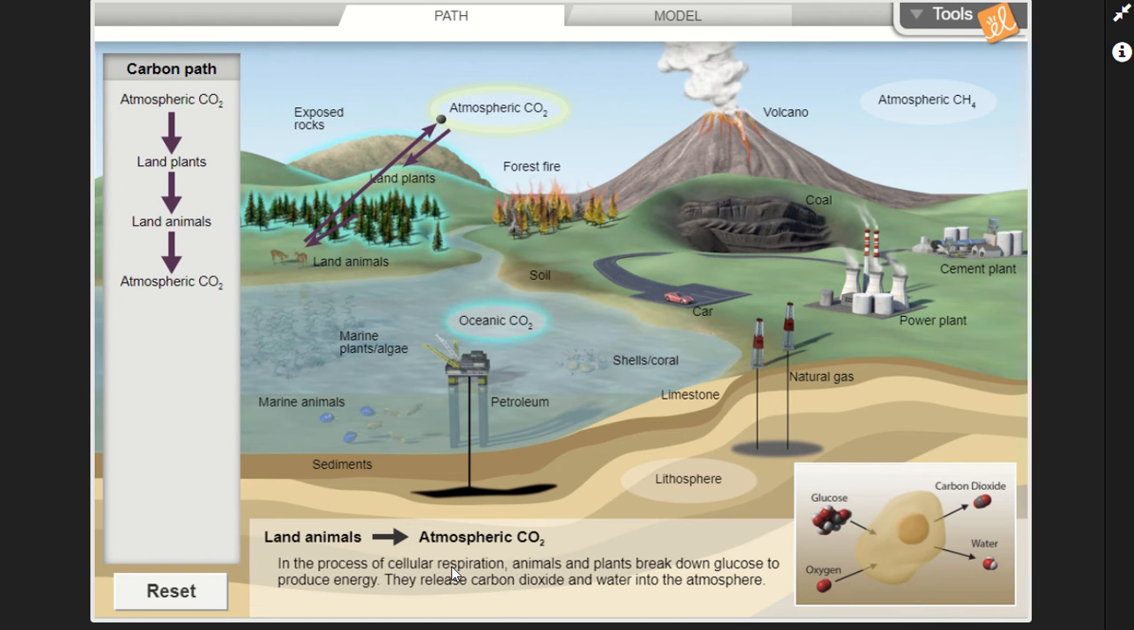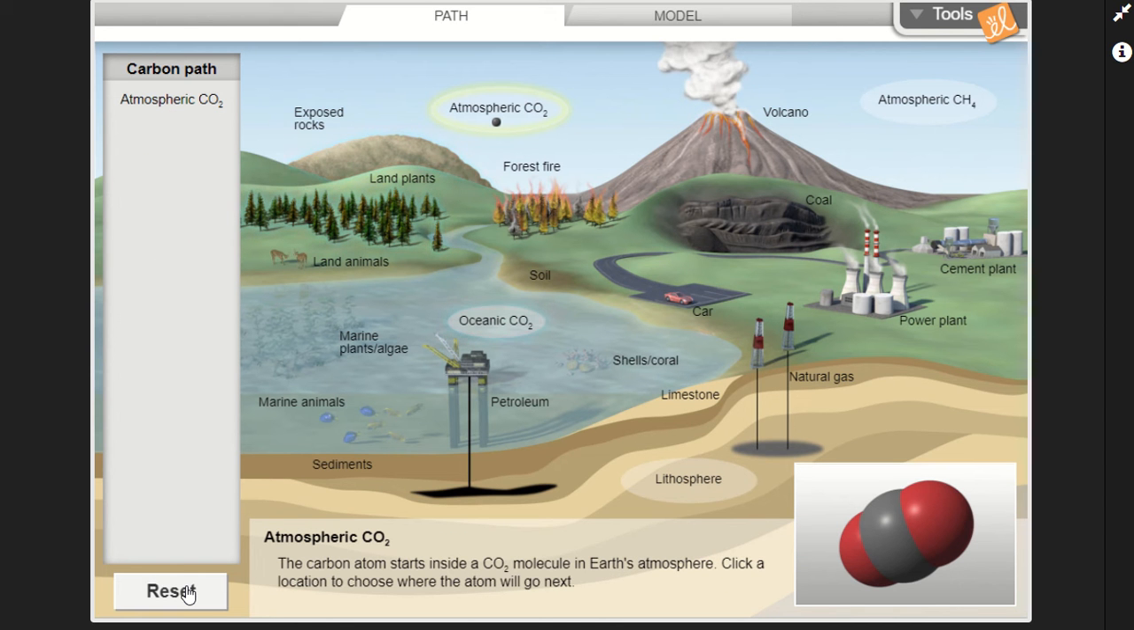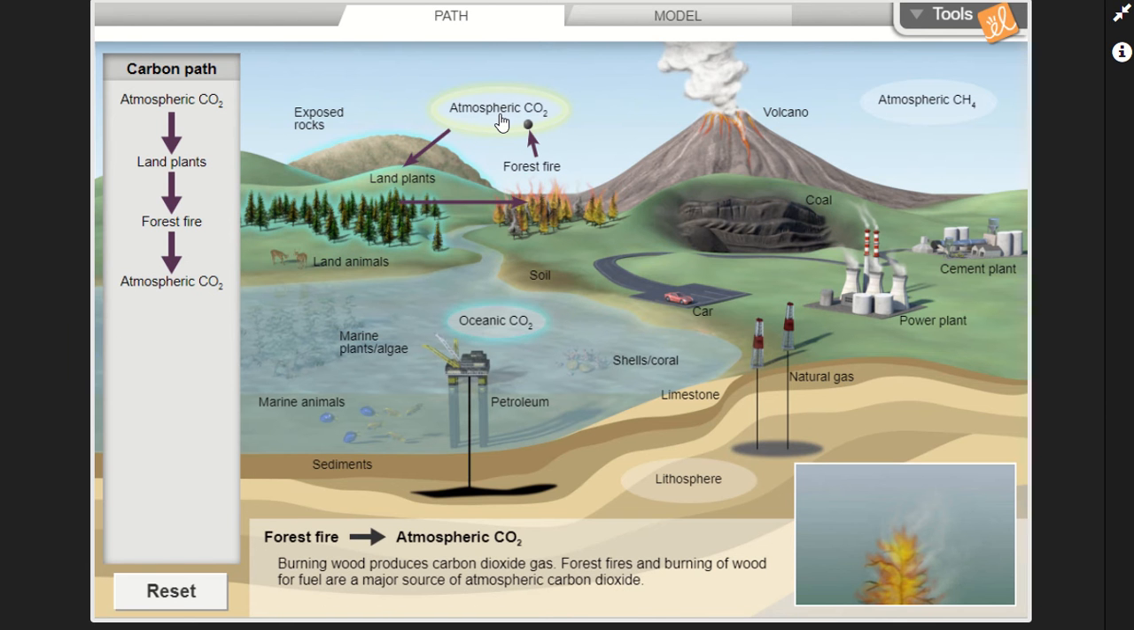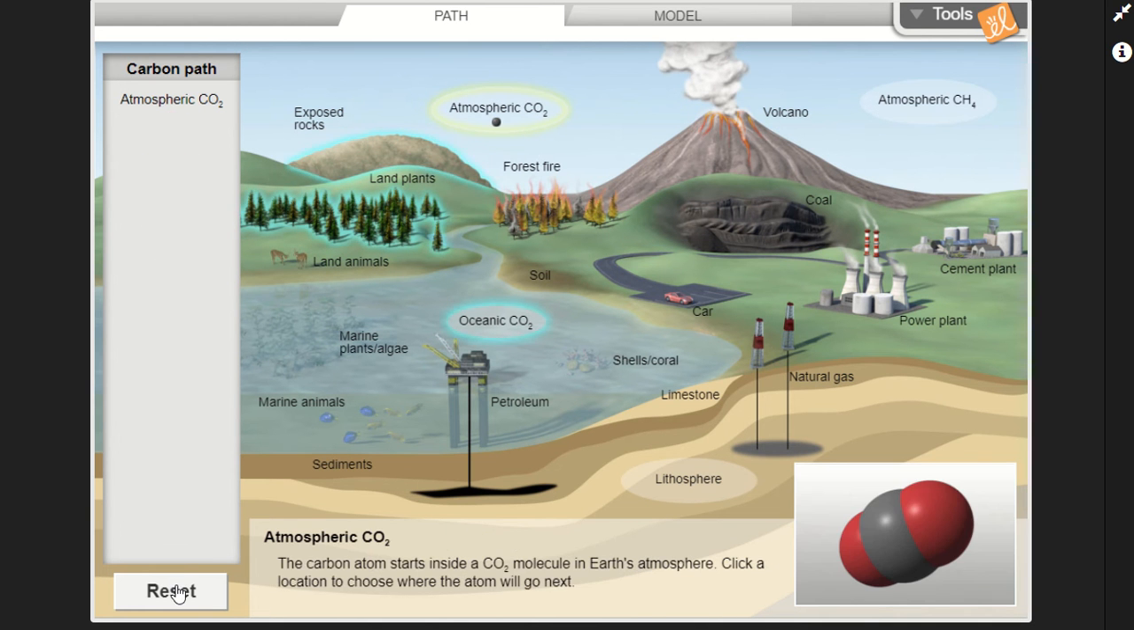Now I'm on the back side. I'm going to follow directions where it says get ready to reset. We have the atmosphere, the hydrosphere, the biosphere, and the geosphere. My carbon pathway that I did was atmosphere to land plants to forest fire, back to atmosphere. That's how I was able to pull into each sphere. I just went from atmosphere to the biosphere, stayed in the biosphere, and went back to the atmosphere. I'm going to reset again because you should already have that information written down.